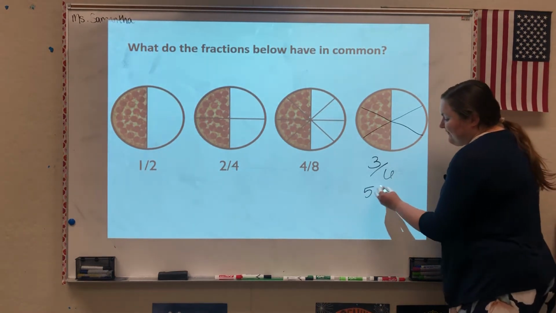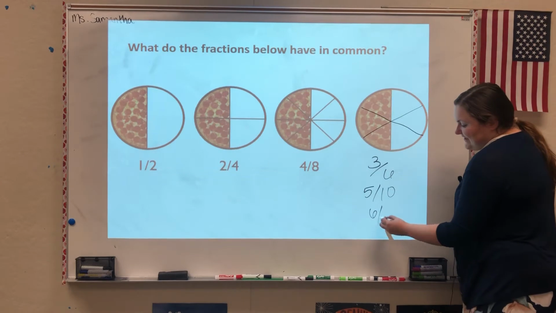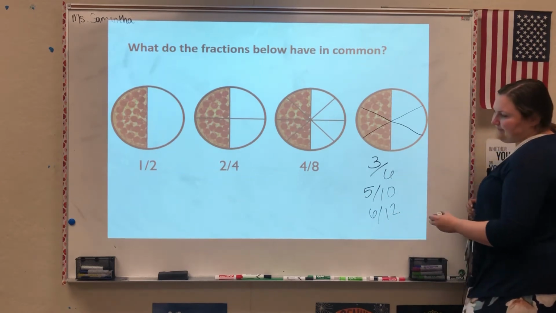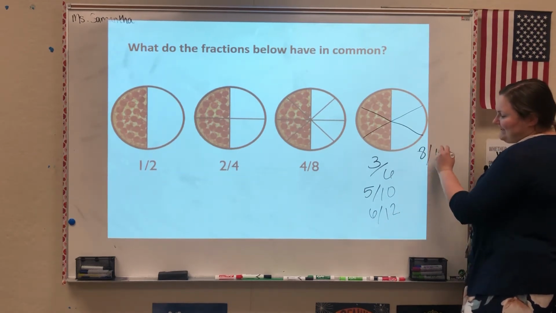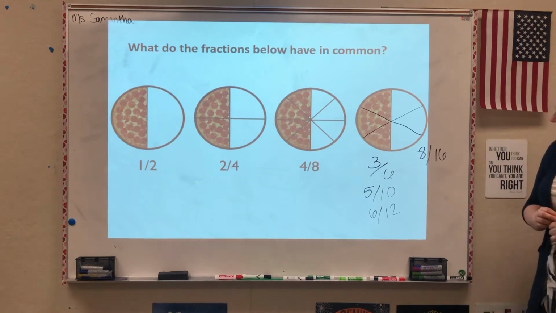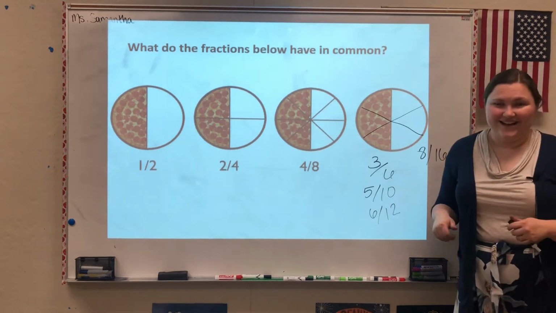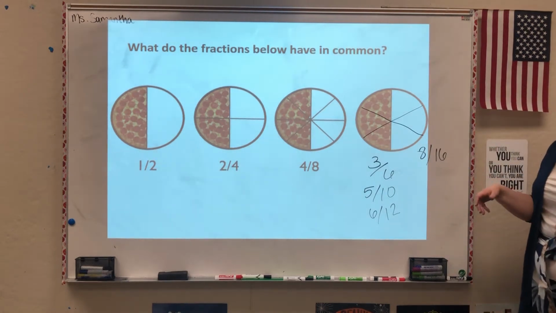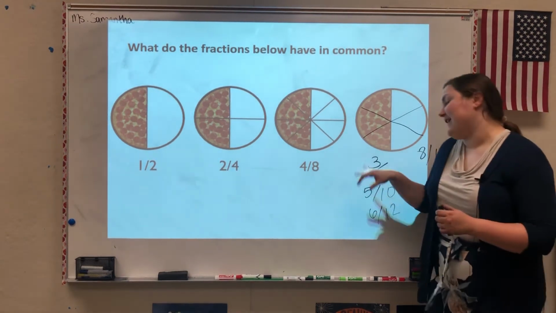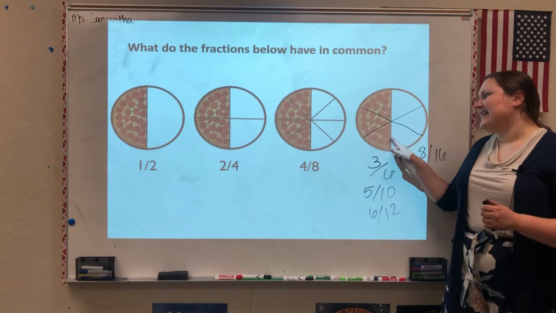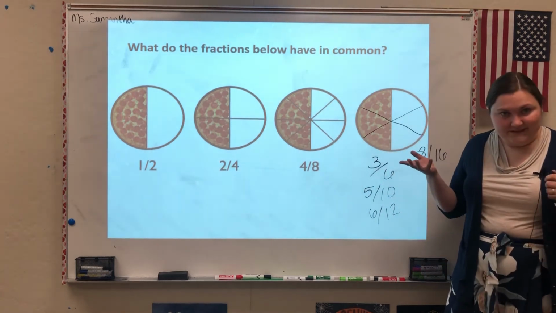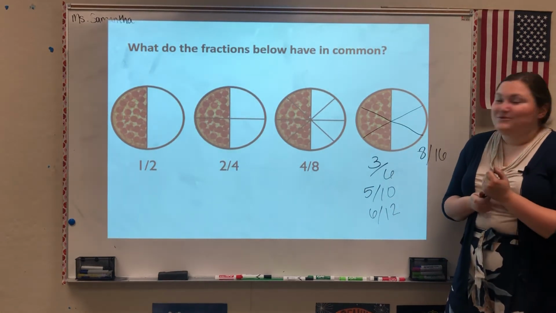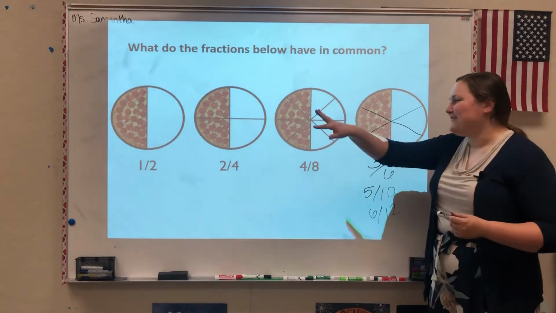You could have done 5/10, 6/12, maybe 8/16. I've gotten that one before in class. And there are so many more. So I'm going to stop writing them all because it could go on and on. But there are tons of different fractions we could write, where really at the end of the day, it's just half a pizza.